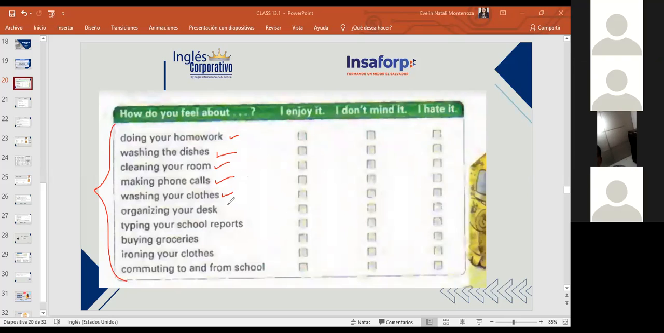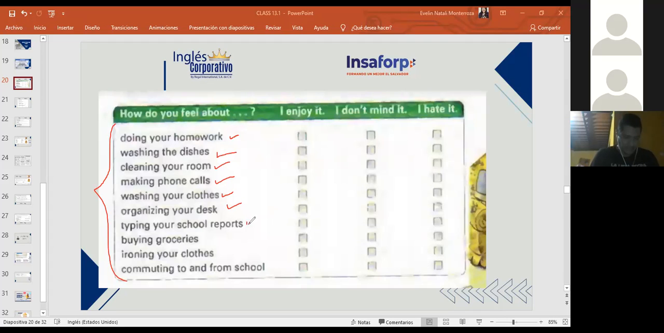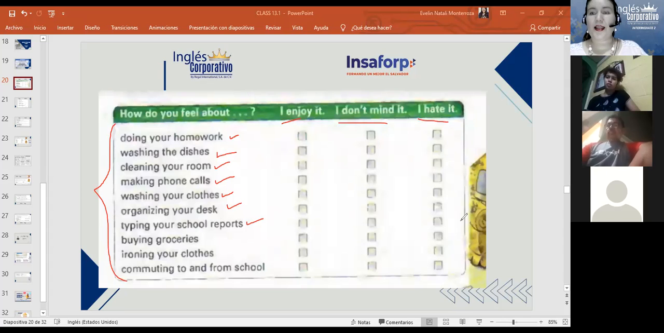And Ayansi, organizing your desk. I enjoy it. Very good. Mr. Diomesis, typing your school reports. Do you enjoy it, don't mind it, or hate it? Hey, I lost Mr. Diomesis. Let's see. Okay, Catherine, typing your school reports. I don't mind typing my school reports. Very good.